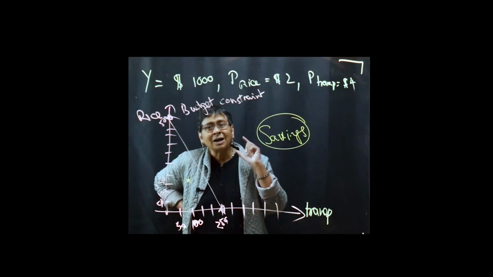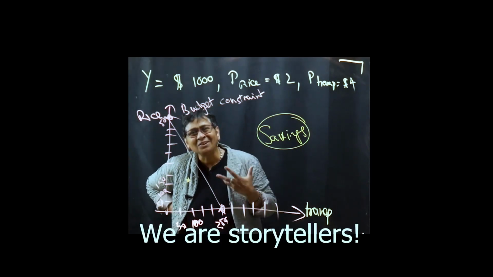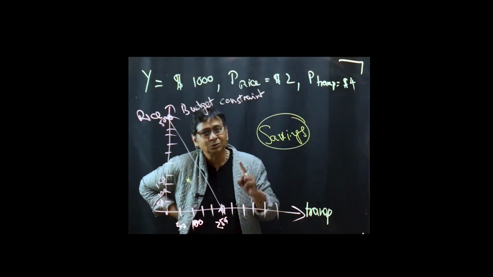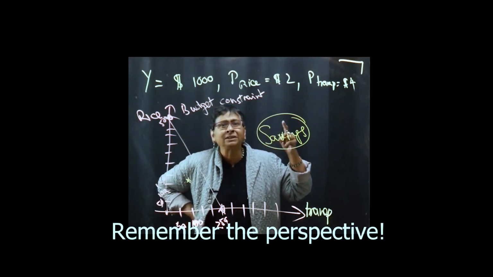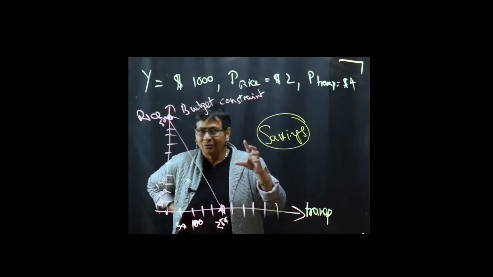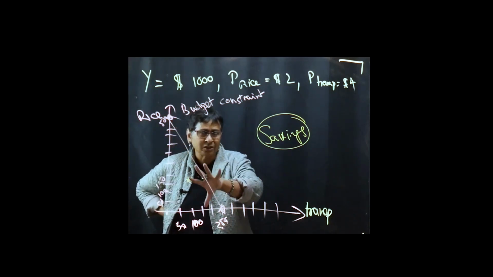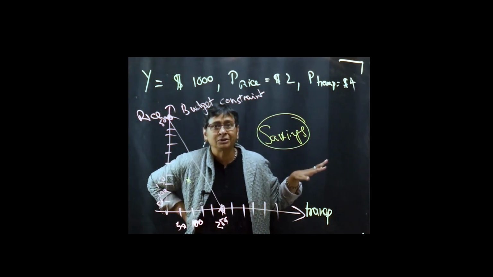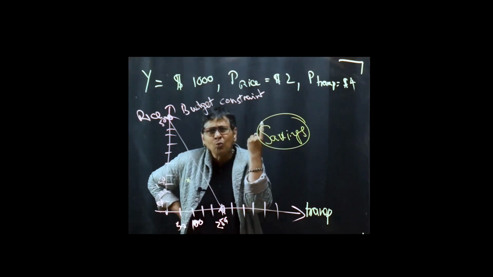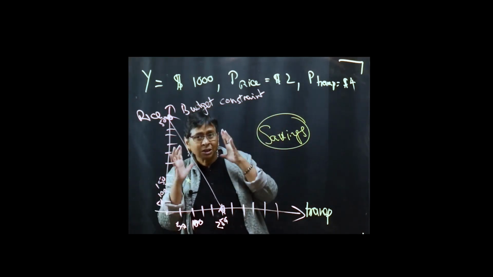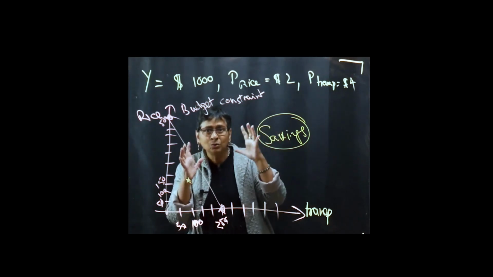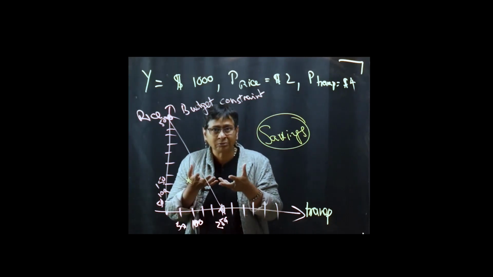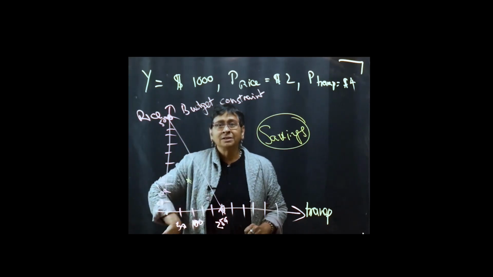So the first thing I want to remind you is that we are storytellers. We are visual storytellers. And when you tell a story, you want to remember from whose perspective the story is told. Right now, in the theory of the consumer, we're doing it from the individual consumer. This is going to be even more important when we come to the theory of the firm, where we do it from the perspective of one firm. So you have to keep in mind whose perspective you are showing when you tell the story in a graph. And in this case, this is the individual consumer. This is what they look like.